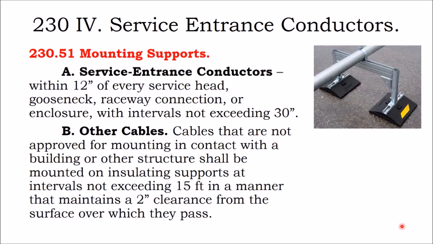Mounting support: service entrance conductors within 12 inches of that gooseneck, within 12 inches of the raceway connection or enclosure, and then at intervals not to exceed 30 inches. And then other cables that are not approved for mounting in contact with a building or structure shall be mounted on insulated supports at intervals not exceeding 15 feet in a manner that maintains 2 inches clearance over the surfaces that they pass. So we can see the solar conductors being held up off the rooftop through some conduit supports.